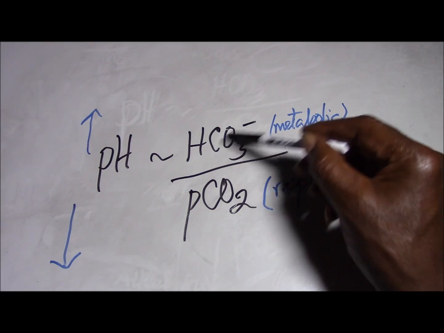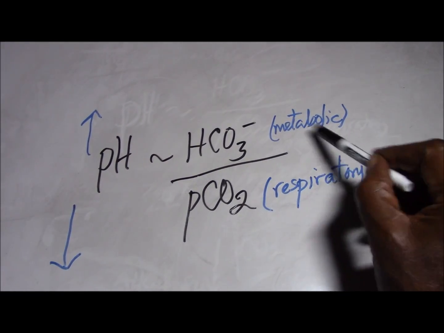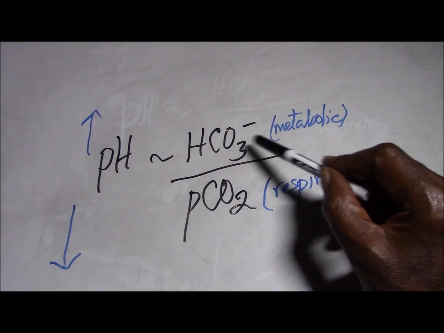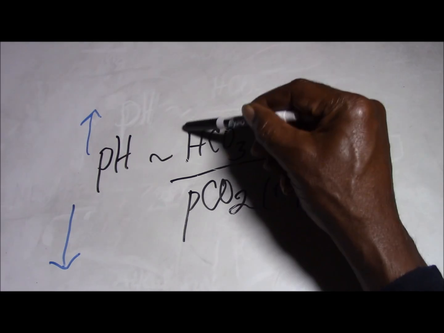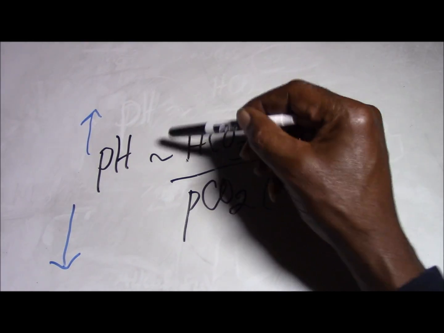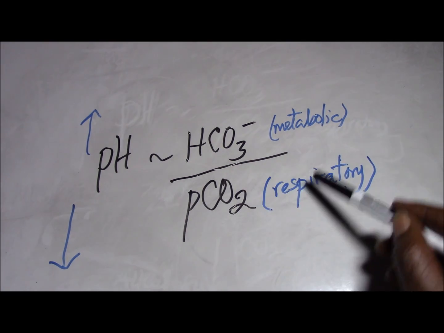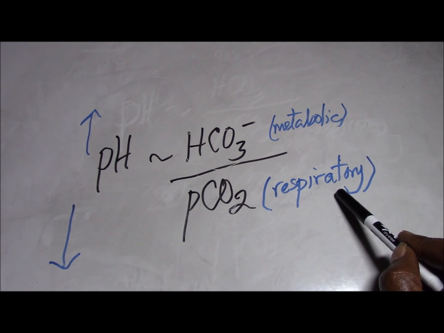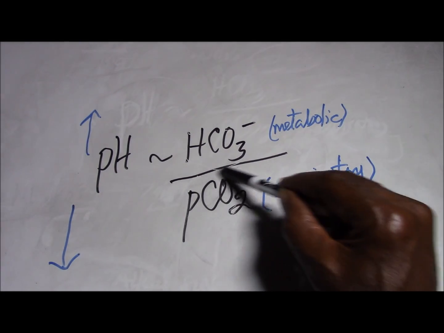The numerator here, the bicarbonate ion, refers to the metabolic process. So when you hear the word metabolic, your focus should be on what is going on here. Is this increasing or decreasing? And the denominator here refers to the respiratory component, say respiratory acidosis or respiratory alkalosis. Your focus should be here.